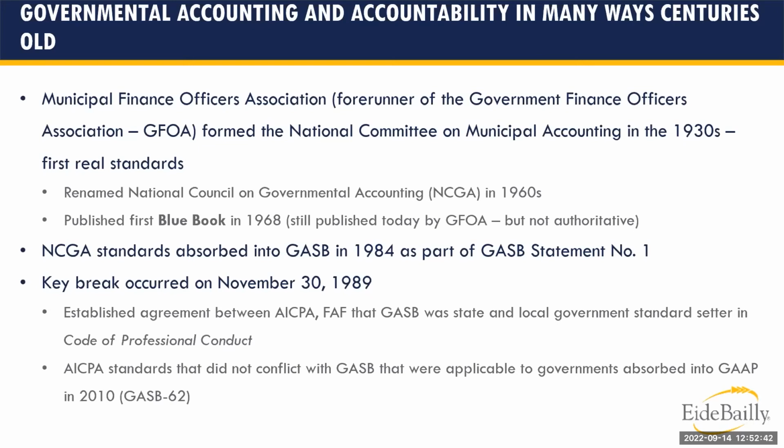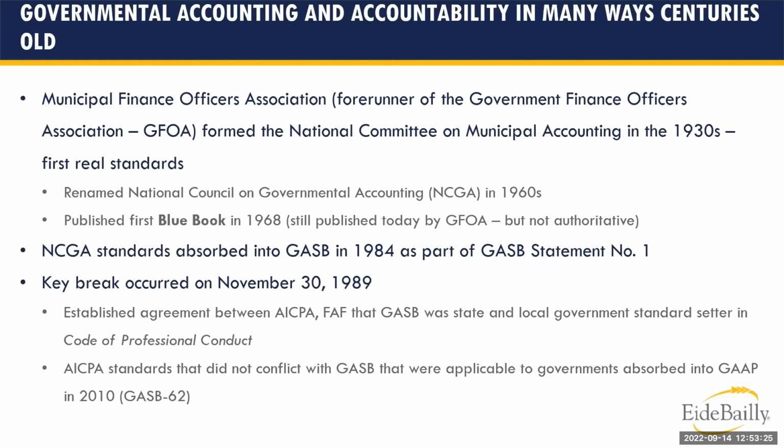Now, the Blue Book was originally published by the MFOA a long time ago. The National Committee on Municipal Accounting morphed into the National Council of Governmental Accounting, which in 1984 became the GASB. During the next 5 years, negotiations occurred between the GASB and all their major stakeholder organizations, including the AICPA, as to what the GASB's authority would be. And a major agreement was signed in 1989, splitting the GASB from the FASB and elevating the status of the GASB to a standard setter. In essence, the GASB was accepted by the AICPA.